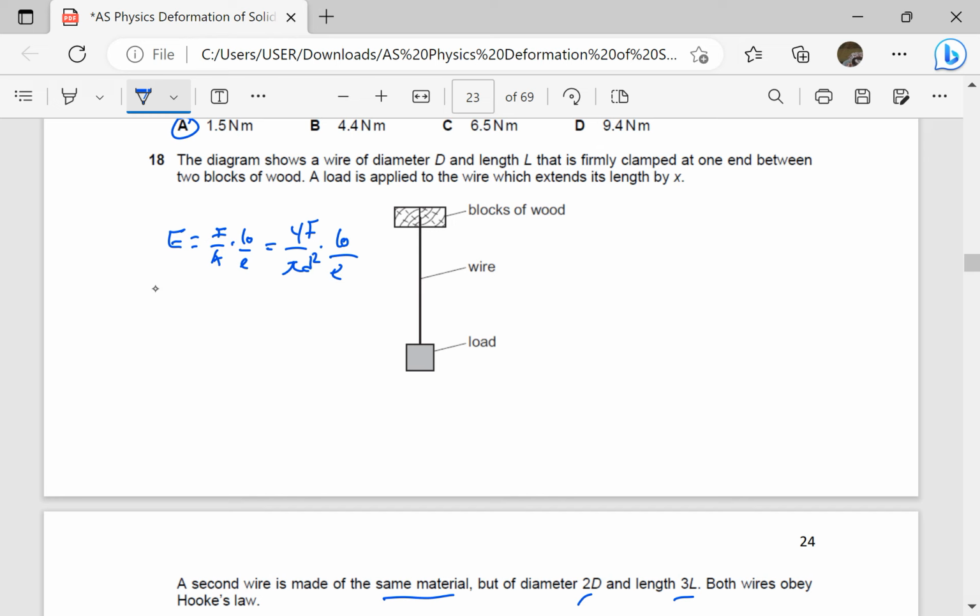So the load is the same, and the Young modulus will be the same because they are the same material. So I'll simply say 4 times the load, the original length of the first wire, let it be L, divide by pi, let the diameter of the first wire be D squared, then let its extension be E1. This should be equal to the second because the Young modulus is the same, that's why I'm equating. 4F, but the length of the second wire is 3L, divide by pi, the diameter of the second wire is twice D, but this is squared, then let the extension of the second wire be E2.